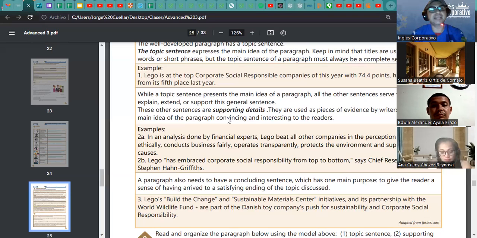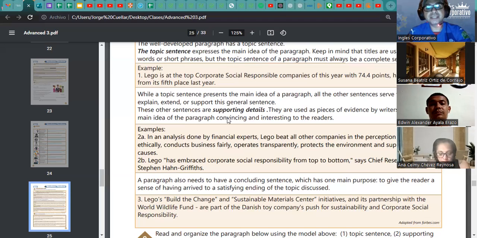But this is the last part. A paragraph also needs to have a concluding sentence. I mean, you need to close the essay, right? Which has one main purpose, to give the reader a sense of having arrived at a satisfying ending of the topic discussed. So this is the closing.